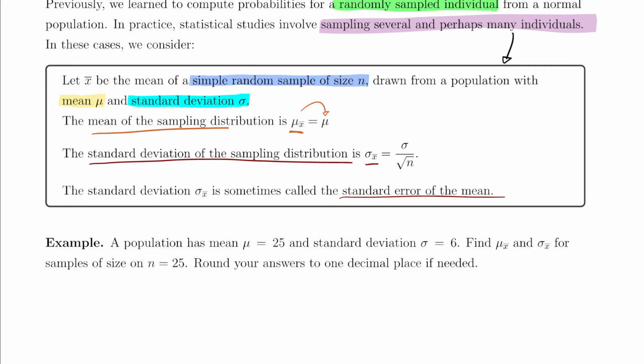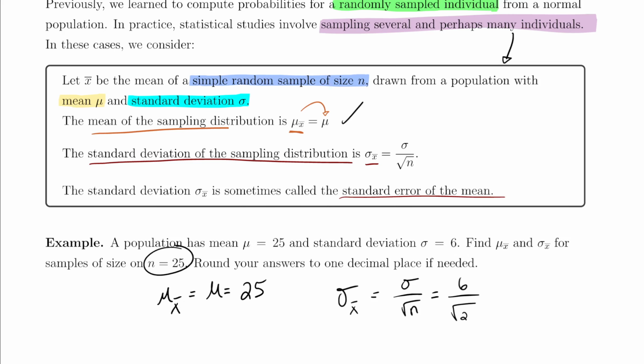Now in our next example, it says a population has a mean 25, standard deviation 6. We're asked to find mu sub x bar and sigma sub x bar for a sample of size n equals 25. Round our answers to one decimal place if needed. Well, right off the bat, we know mu sub x bar is just equal to mu. So for us, that is 25. Sigma sub x bar is sigma divided by the square root of n, which for us, our sigma is 6, square root, our sample size n is 25. So this is 6 over 5, which when we type that into the calculator, we'll get 1.2.